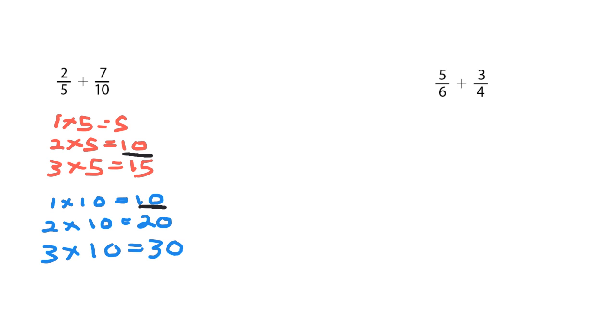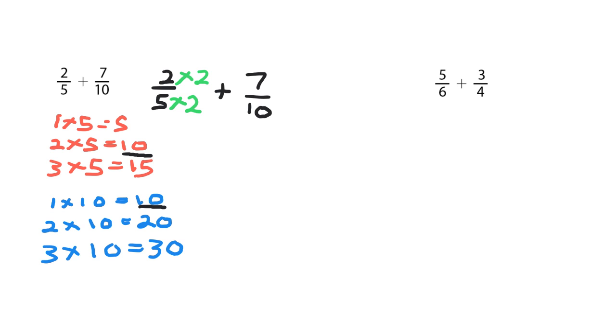So let's rewrite our question up here. 2 over 5 plus 7 over 10. And I want this 5 to become a 10, so I'm going to multiply it by 2 to change it into a 10. And when I do the numerator, what I do to the denominator, I must do the same thing to the numerator. And over here, 7 over 10, I already have a 10. I don't need to change anything.